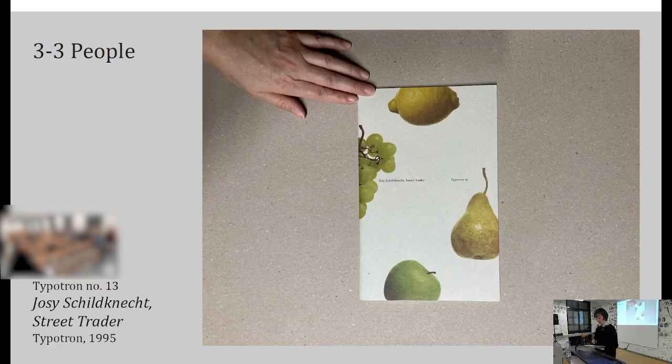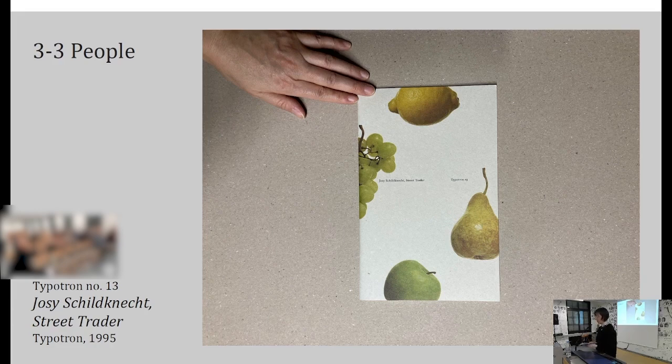A lot of Korean people actually like this book, and it's also one of my favorites. This is the 13th book of the Typotron St. Gallen series, titled Josh Schildknecht, Street Trader. It has the same feeling as a children's picture book. Note how the lemons, grapes, and pears are printed on recycled paper. I just cannot take my eyes off this beautiful cover. It's a very attractive cover.